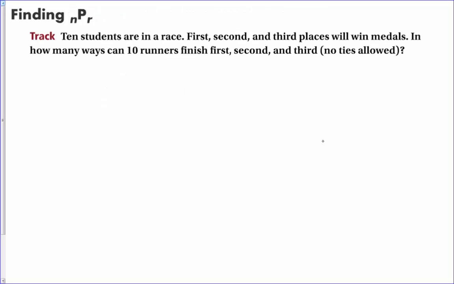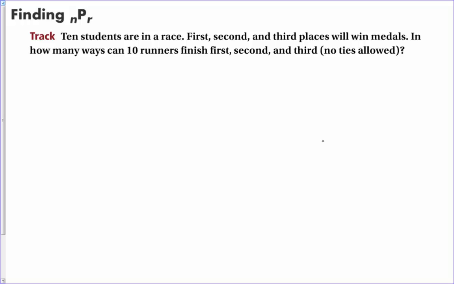All right, now let's look at actually using permutations. It says 10 students are in a race. First, second, and third places will win medals. In how many ways can 10 runners finish first, second, and third if no ties are allowed? Okay, if no ties are allowed.